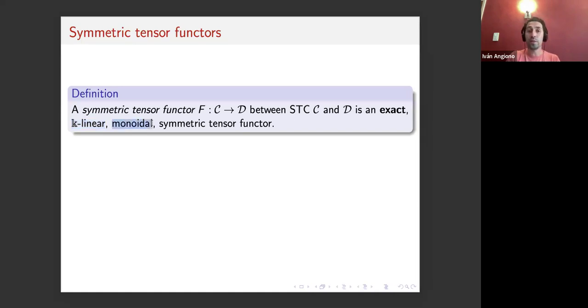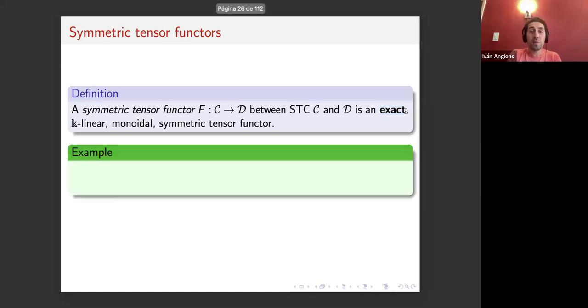We want it monoidal, so in some sense, we want to preserve the tensor product. We need some compatibility. It's not just that the functor applied to a tensor product is equal to the tensor product of these two objects. There are some natural transformations, as you can guess. Symmetric in the sense that it also respects the symmetry, but I want this functor to be exact, which is quite strong, but this is the meaning of symmetric tensor functors.